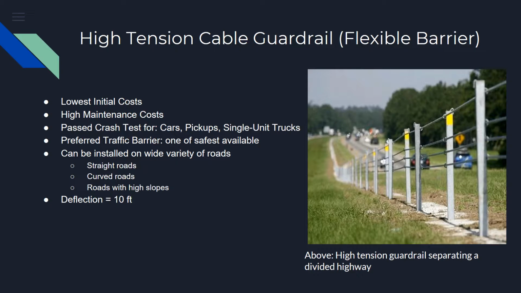This system is the lowest initial cost guardrail system to install, but due to the bending and breaking posts, it can be expensive and high maintenance. High tension guardrails have passed crash tests for a wide range of vehicles, including cars, pickups, and single unit trucks. It is aesthetically pleasing and is one of the safest barriers available. When faced with an obstacle that must be shielded, consider using high tension cable guardrail first.